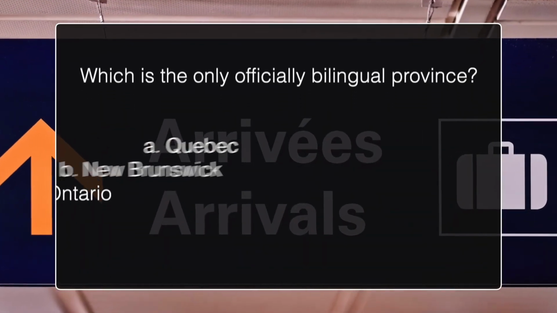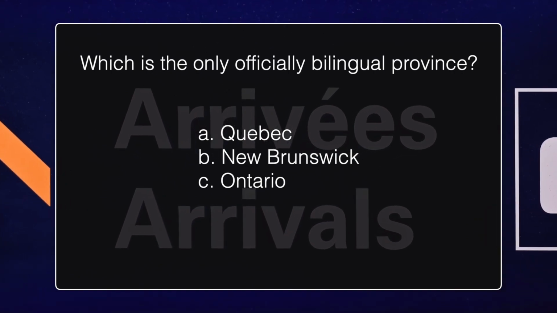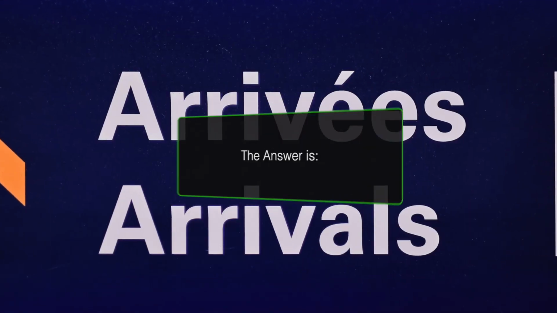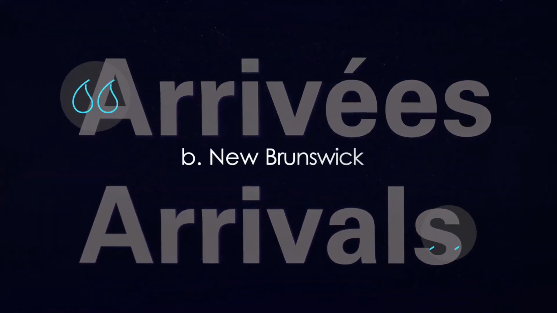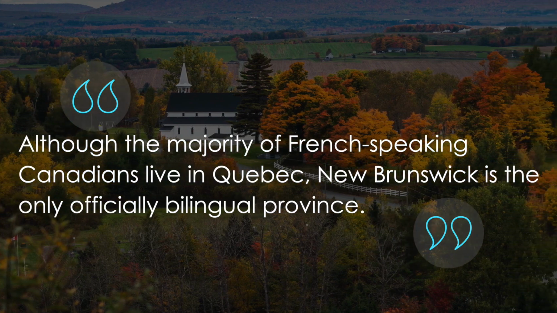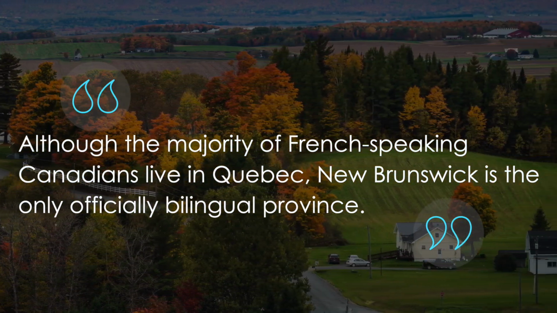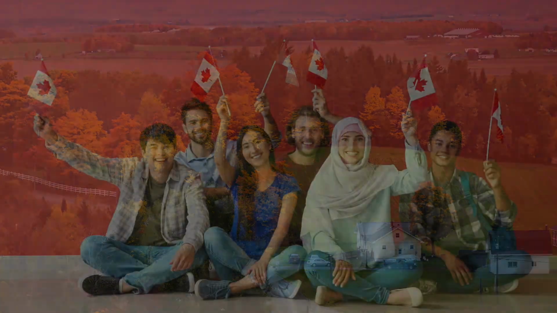Which is the only officially bilingual province? Quebec, New Brunswick, Ontario. The answer is New Brunswick. Although the majority of French-speaking Canadians live in Quebec, New Brunswick is the only officially bilingual province.